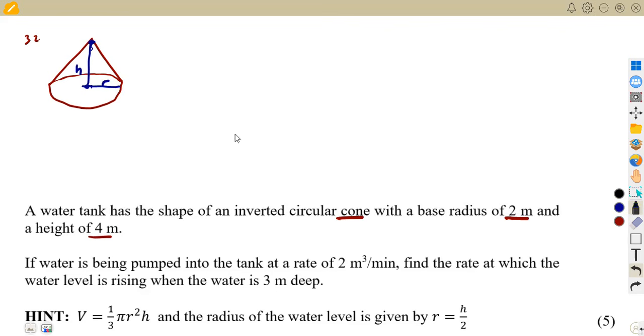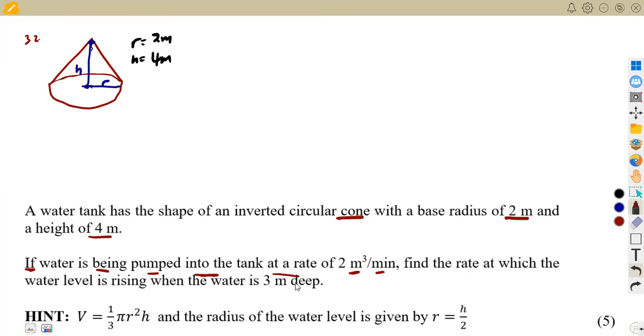So we are given that the radius of this cone is 2 centimeters and the height of the cone is 4 centimeters. Then the question is, if water is being pumped into the tank at a rate of 2 cubic meters per minute. So take note here, we're talking about cubic. This is meters. Where am I getting the centimeters? This is meters. Now, why is the information changing? This is 2 meters. This is 4 meters.